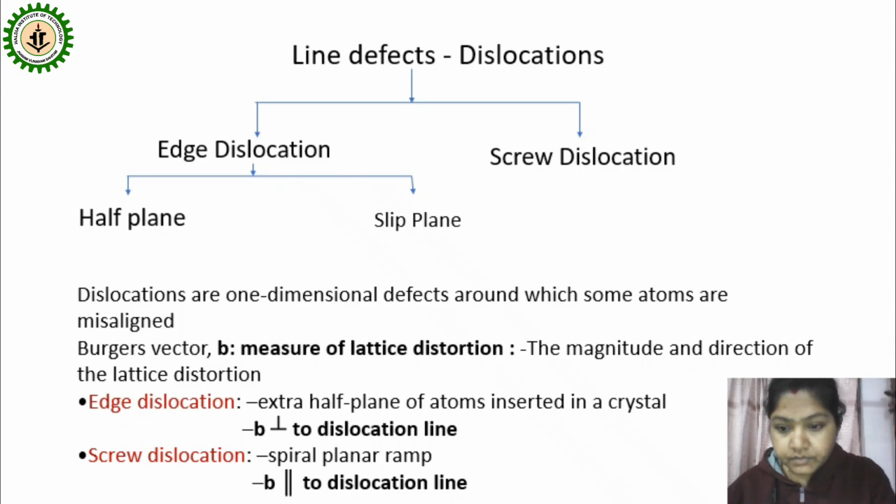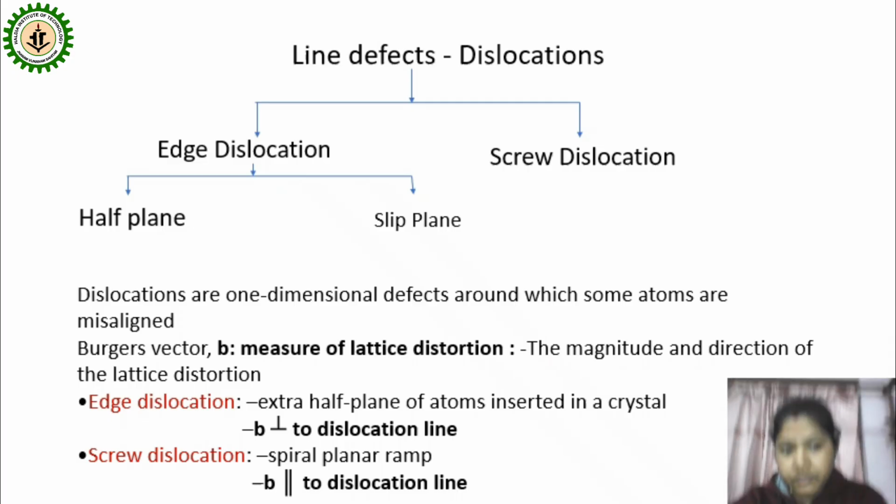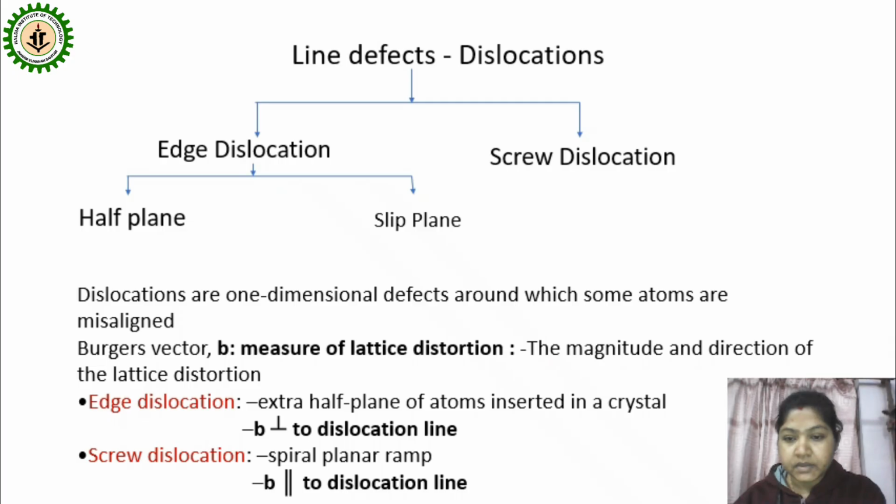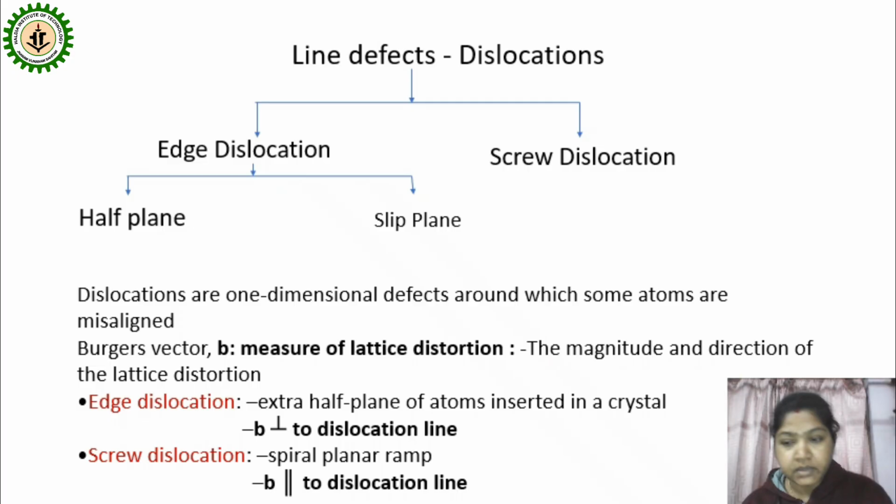Okay, good afternoon, students. In the previous lecture, we discussed the point defects. Now this is the continuation of these defects. Now these are the line defects, which are nothing but one-dimensional defects. Line defects can be segregated into two categories: one is edge dislocation, another one is screw dislocation. Again, edge dislocation can be divided into two parts, that is half plane and the slip plane.